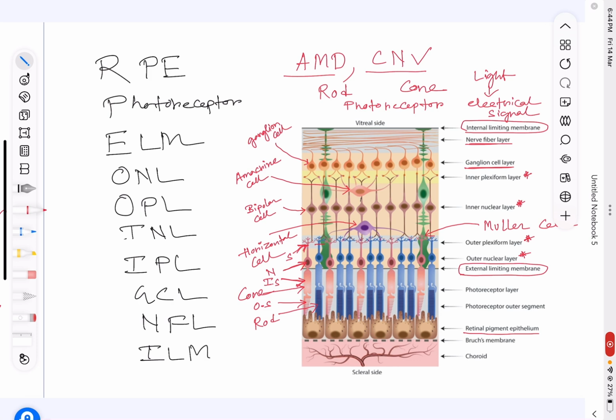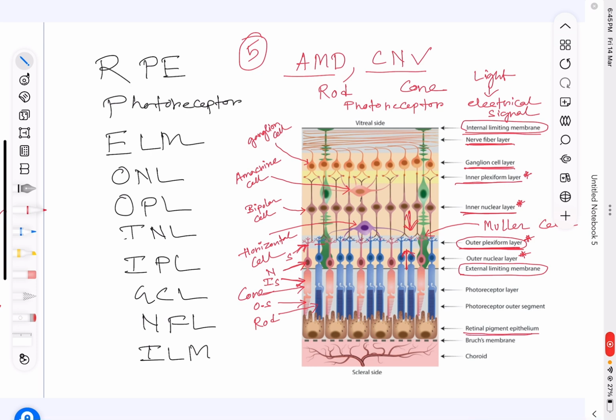Remember, the inner five layers get nutrition via direct blood supply: the internal limiting membrane, nerve fiber layer, ganglion cell layer, inner plexiform layer, and inner nuclear layer. They get nutrition via the retinal blood supply. Also, some amount of the outer plexiform layer, that is the inner sixth layer, gets nutrition from the retinal artery blood supply. So the outer plexiform layer gets supply from both sides: this side blood flow, this side diffusion.